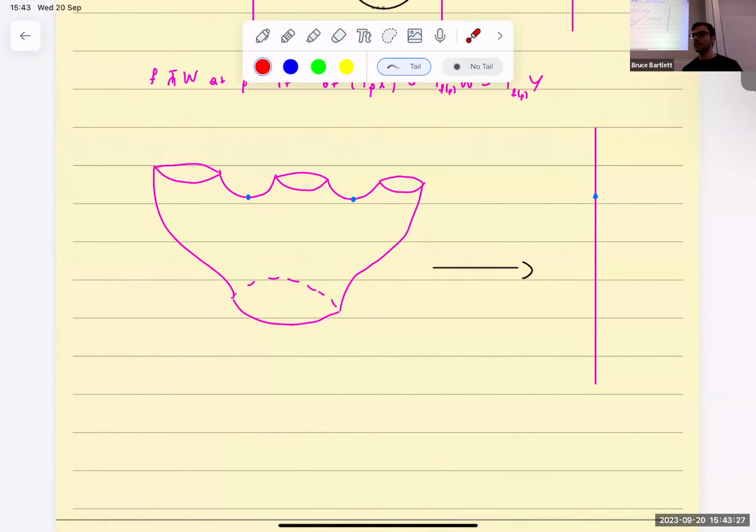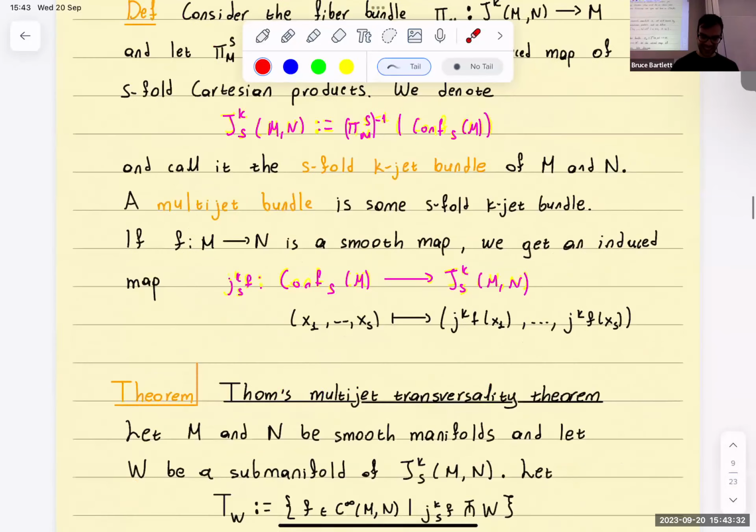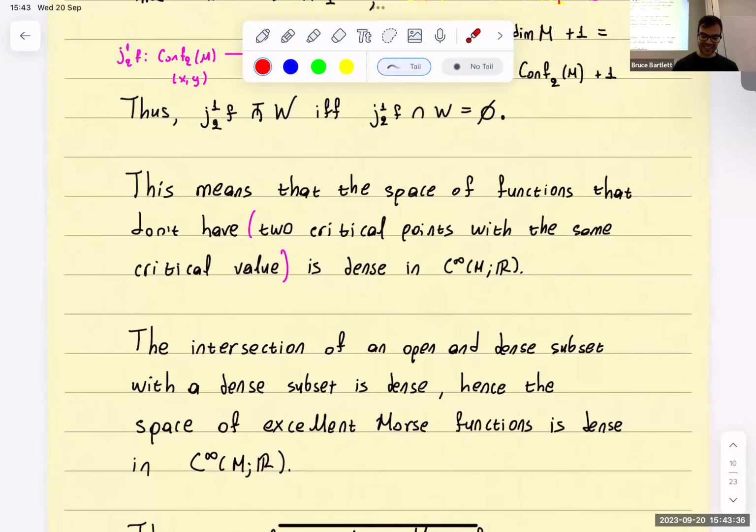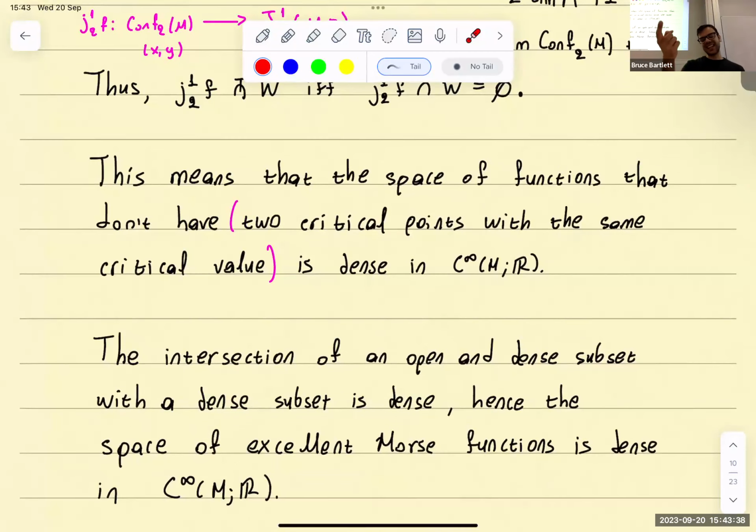I was struggling with the English of that sentence, about the function which doesn't have two critical points. Ah, yes, I see, and I also see now why you urged me to put the parentheses, because I was very confused as to how the parentheses would help. Okay, that's a very different thing. Exactly.